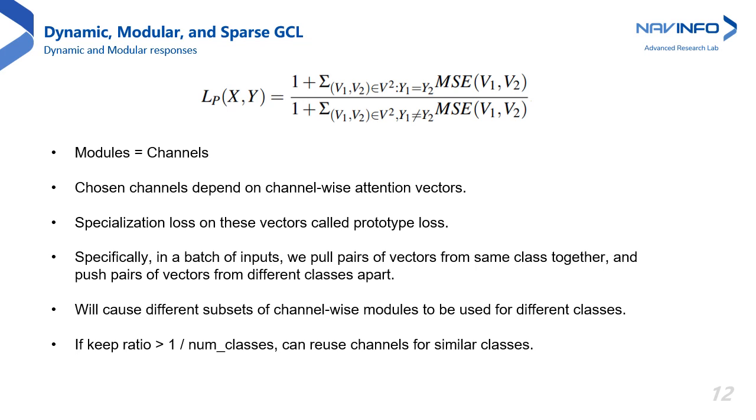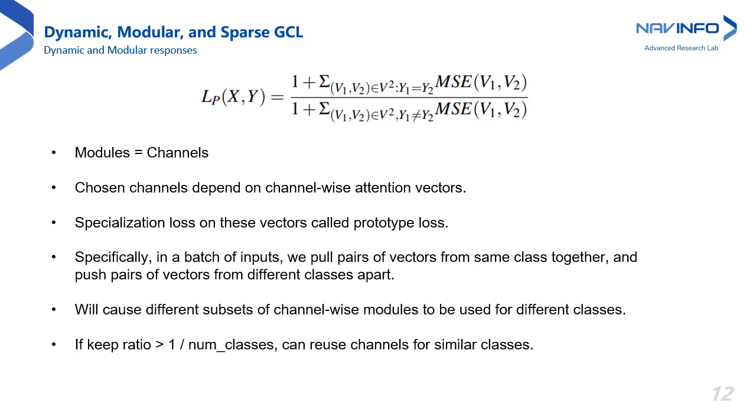Therefore, we apply a specialization loss on these vectors that we call a prototype loss. Specifically, in any batch of inputs, we pull pairs of vectors from the same class together while pushing pairs from different classes apart. Capital V is the concatenation of all channel-wise attention vectors for each input in the batch, and MSE refers to the mean squared error. This will cause different subsets of channel-wise modules to be used for different classes.